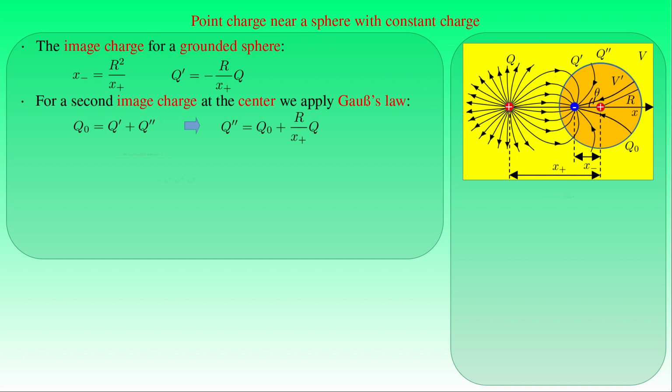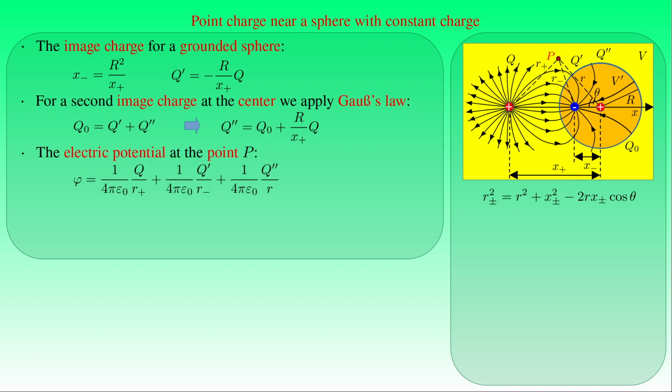Then the potential phi at the point P at the distances R sub plus, R sub minus and R from the inducing charge q, the image charge q' and the image charge q'' can be written as 1 over 4 pi times epsilon naught times q over r sub plus, plus 1 over 4 pi times epsilon naught times q prime over r sub minus, plus 1 over 4 pi times epsilon naught times q double prime over r.